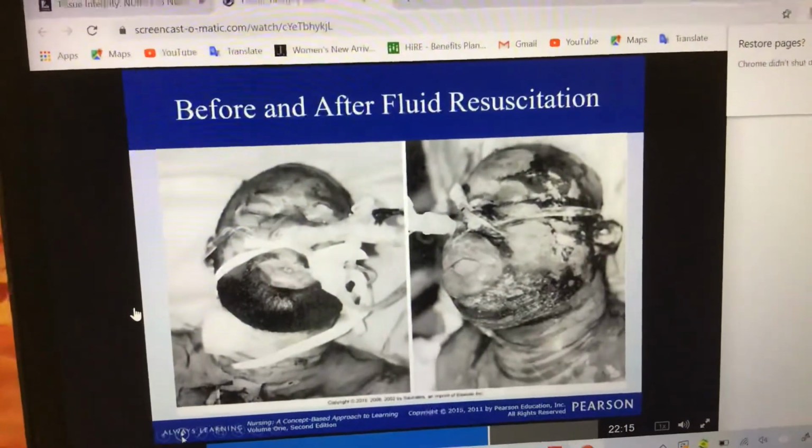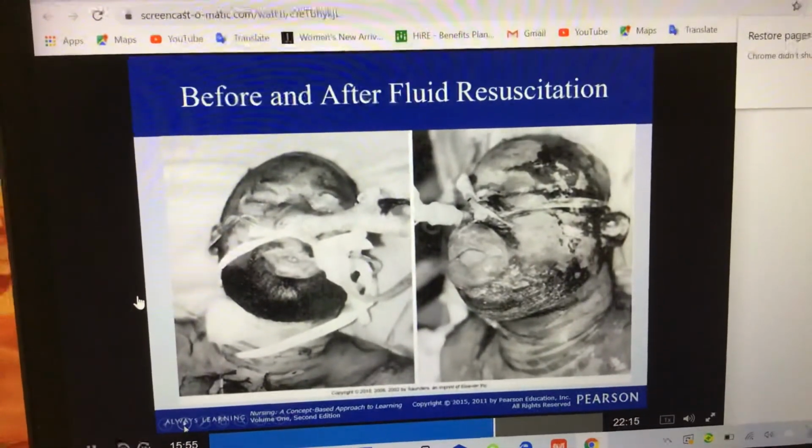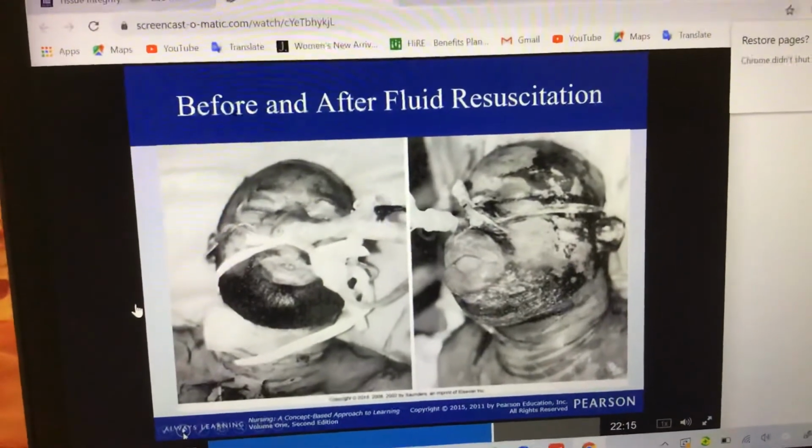This is a slide showing a patient before and after the fluid resuscitation.